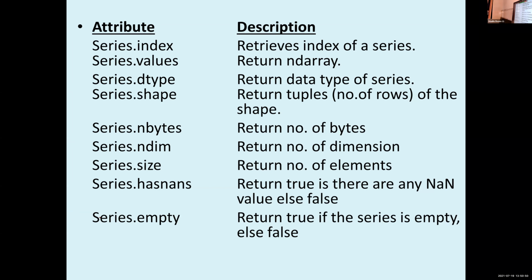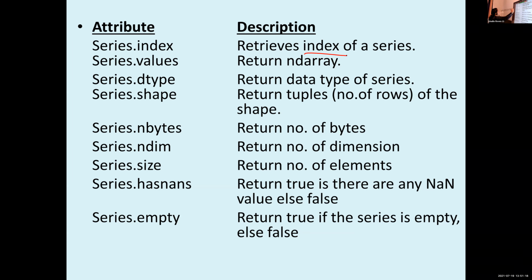First attribute, it is series.index. If we write print series.index or print s1.index, what is the result? It retrieves the index of a series. What is index? The default index. Meenakshi, which are the default index values for a series? That is 0, 1, 2, 3. That is the default index value.